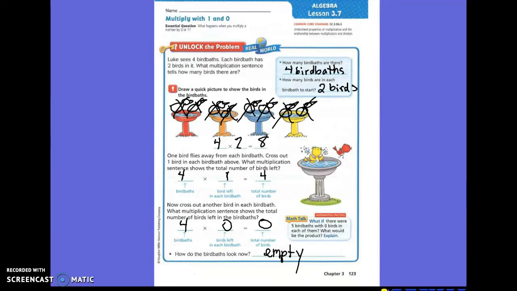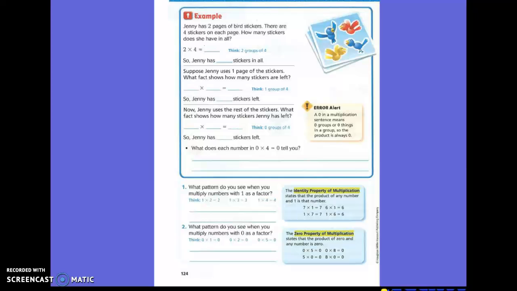Okay, math talk. Listen. What if there were 5 bird baths with 0 birds in each of them? What would the product be? 0. It would be 0 because there would be no birds in the bird baths. Right. You have nothing to add because there are no birds in the bird baths. Okay. Next page.